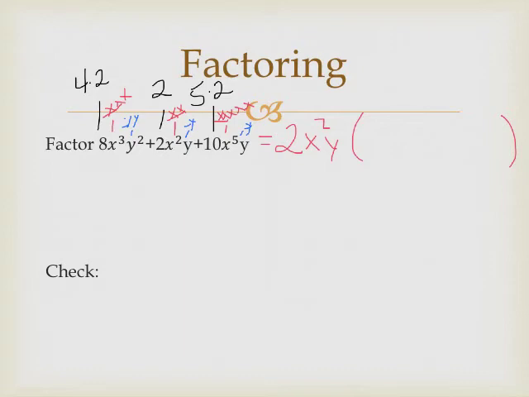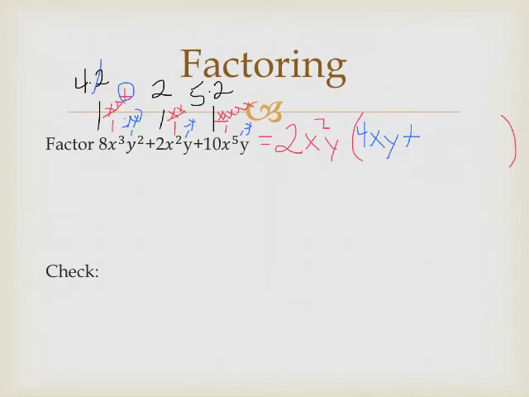So when I look at this first term, 8x cubed y squared, when I factor out a 2, I'm left with a 4. When I factor out an x squared, I'm left with just 1x. And when I factor out a y, I'm left with just 1y. Okay, and that's my first term.